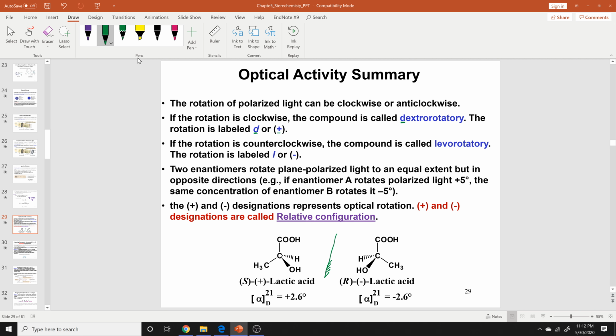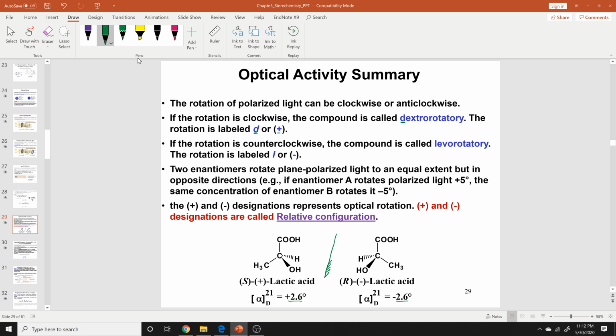Notice, the plane of polarized light is rotated to the same extent, but with opposite signs. One enantiomer will rotate the plane of polarized light in one direction, and the other enantiomer will rotate it in the opposite direction. So this is going to be your specific rotation in this case.